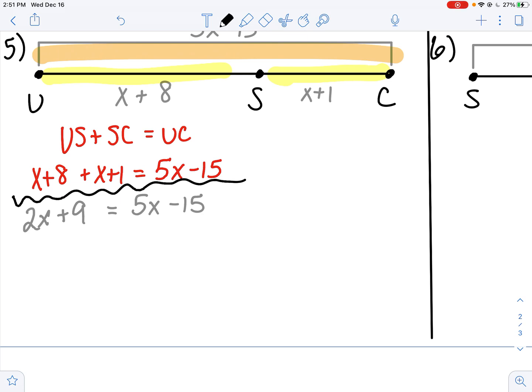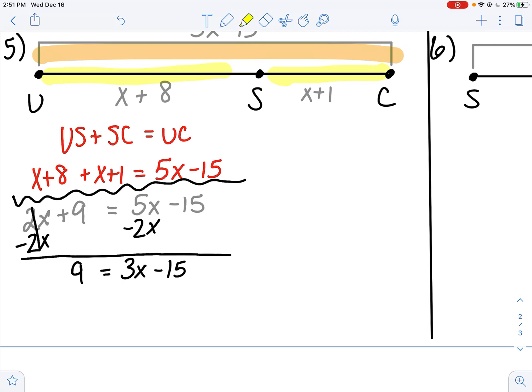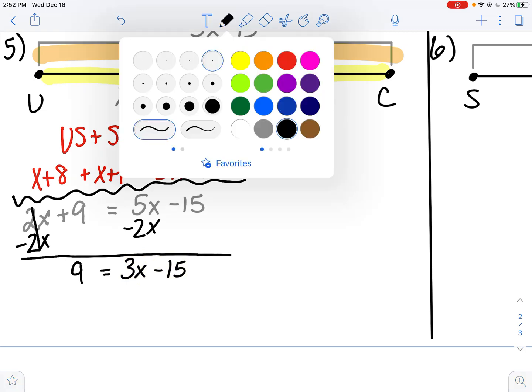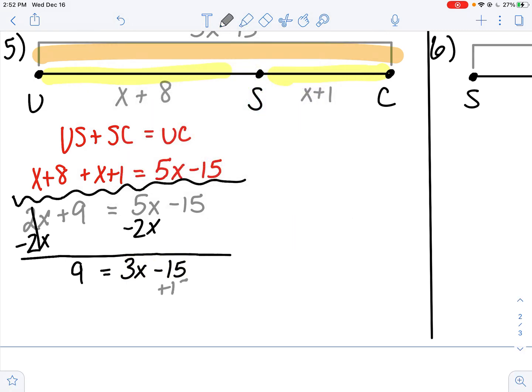Now we can go ahead and solve and use our opposite operations, those inverse operations, to solve for x. So I have a 2x and a 5x. So I will move my 2x over by doing the opposite of 2x. I'm left with a 9 equals 3x minus 15. And then from here we know that I'm trying to get the x term by itself. I want to solve for x. So what do I need to get rid of? Well, I need to get rid of that negative 15. So to get rid of negative 15, I'll do the opposite.